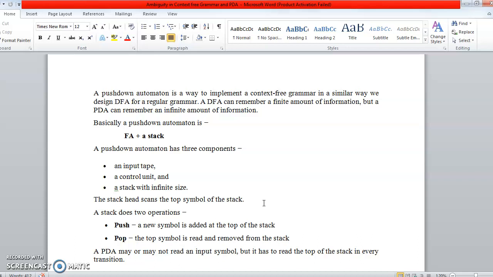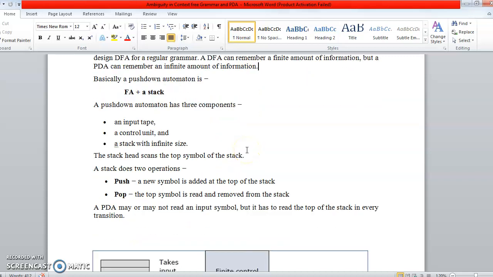So far we have obtained that the regular grammar always produces regular languages, and a regular language is always accepted by the FA, that means finite state automata, or FSA or FA, finite automata. But the context-free language, CFL, is accepted by the push-down automata. So what is the difference? The regular language will be accepted by the finite automata, and the context-free language will be accepted by the push-down automata.